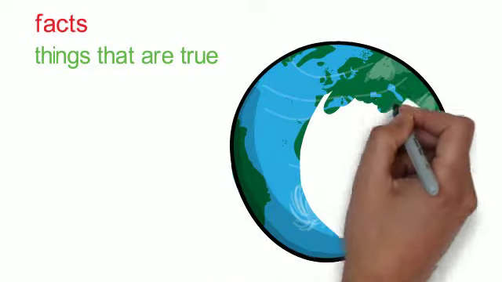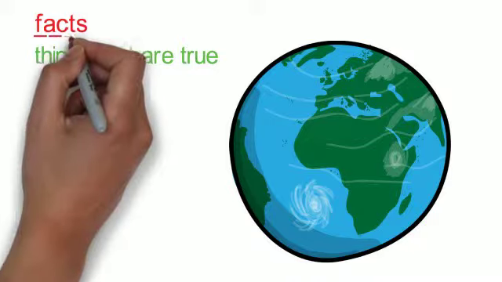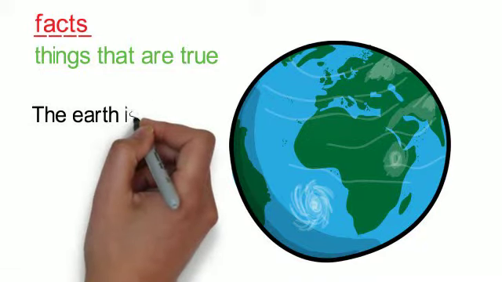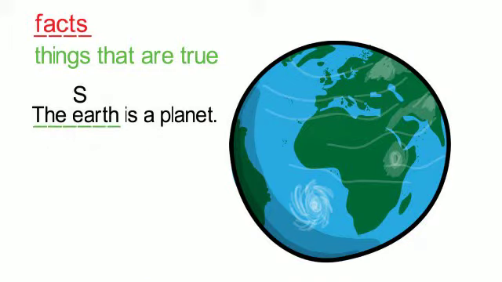For example, let's think about the Earth. We can make many sentences using facts about the Earth. These sentences all use present simple verbs. First, the Earth is a planet. In this sentence, the subject is the Earth, and the verb is the be verb. Remember, the be verb has three forms. In this case, we use is.